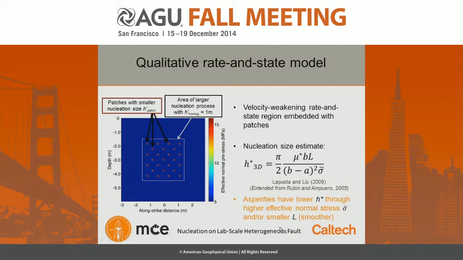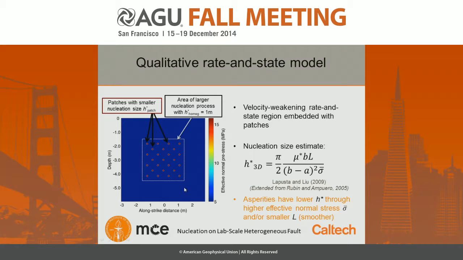Now, in setting up our rate and state model, we create a velocity weakening region. This is our seismogenic region, shown here outlined by a white box. And then we embed this seismogenic region with patches, shown here by these red circles. In this particular case, our patches are distributed as a grid because before we run the simulations, we don't know exactly where that larger scale nucleation process is going to occur. So we have forced that larger scale nucleation process to interact with these patches by essentially putting them everywhere.